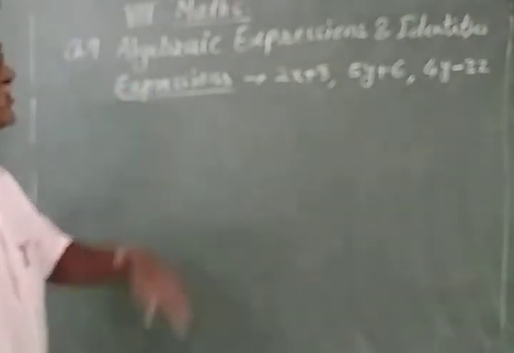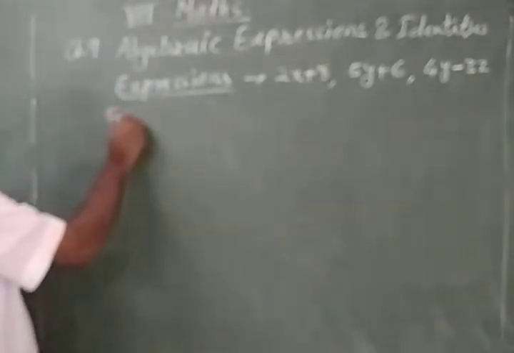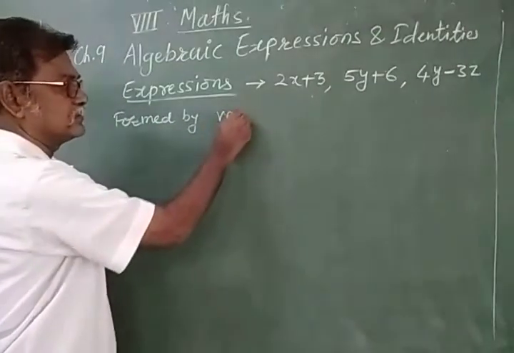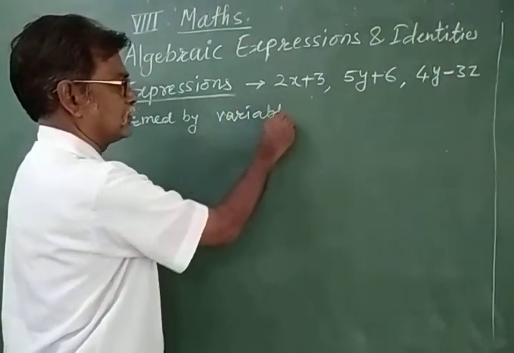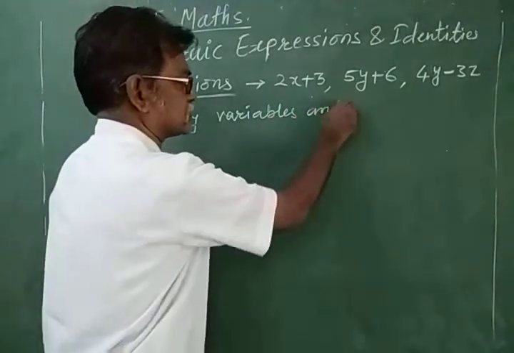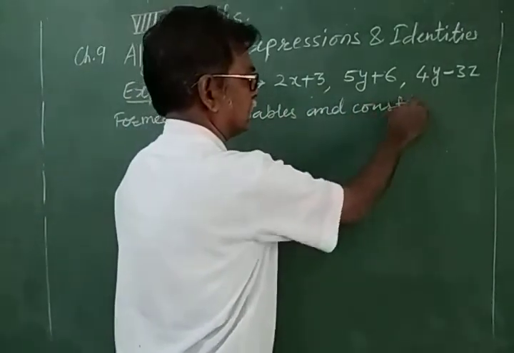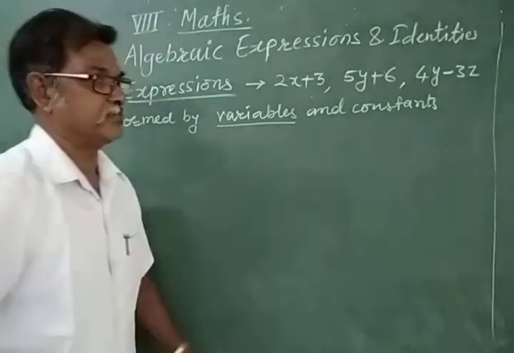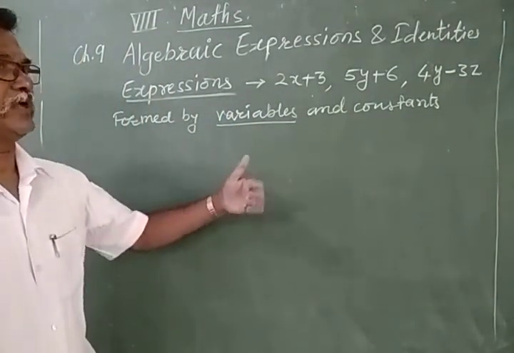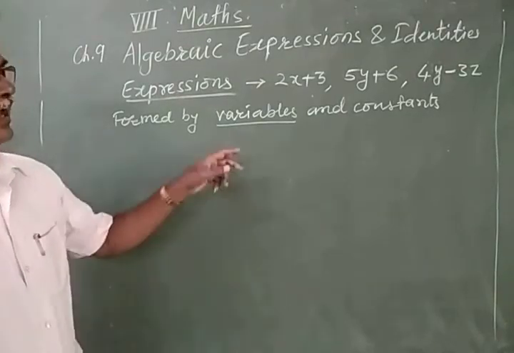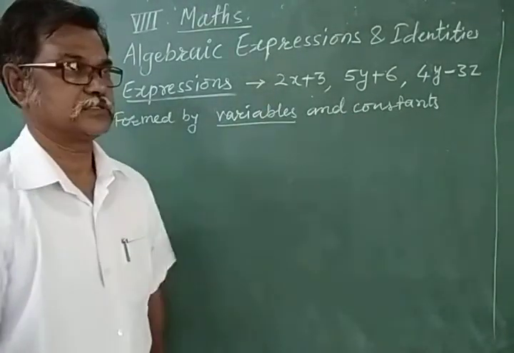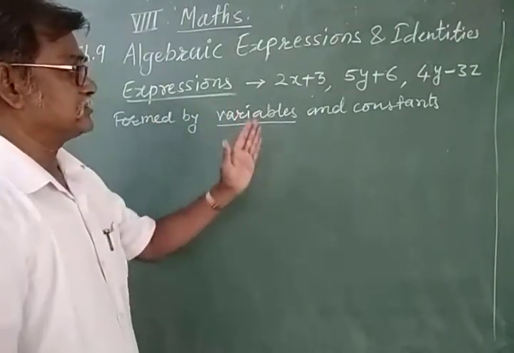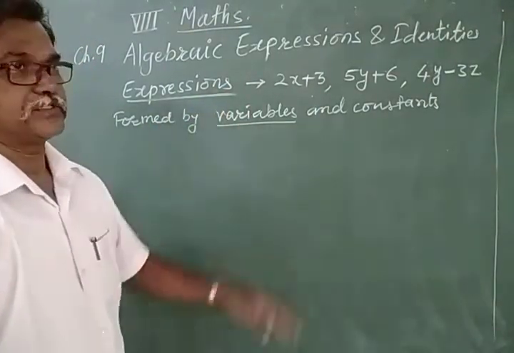This expression is formed by variables and constants. Now the word variable means a, b, c, x, y, z, and constant means the numbers, the rational numbers. Combining together, they are expressions.